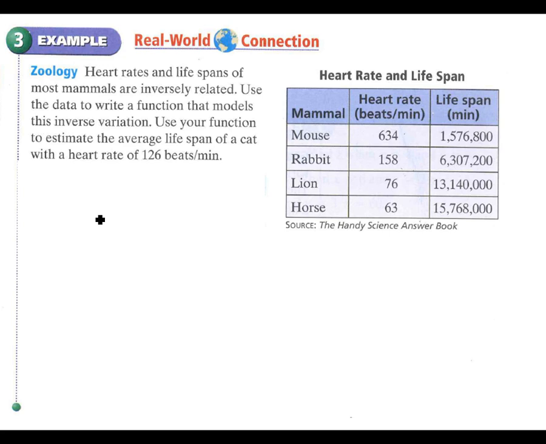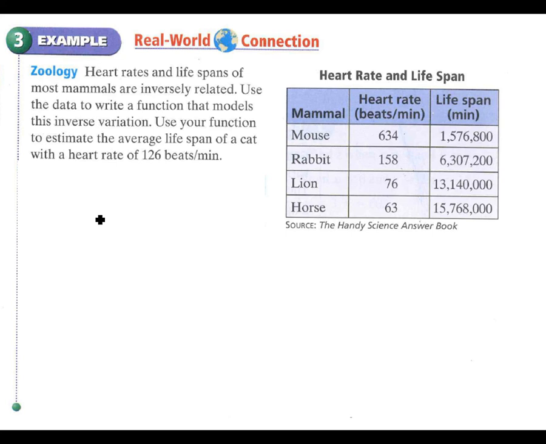All right, so let's do our real-world connection. Heart rates and lifespans of most mammals are inversely related. All right, the higher your heart rate, the lower your lifespan's going to be, right? If you're nice and calm, low heart rate, you're going to live forever, right? If you're a crazy person and your heart is beating 1,000,000 times a minute, it doesn't look good for you in the long run. All right, so that's what's going on here. Use the data to write a function that models this inverse variation, and use your function to estimate the average lifespan of a cat with a heart rate of 126 beats per minute.